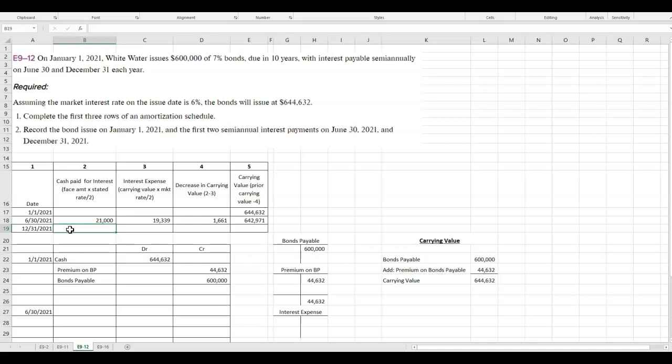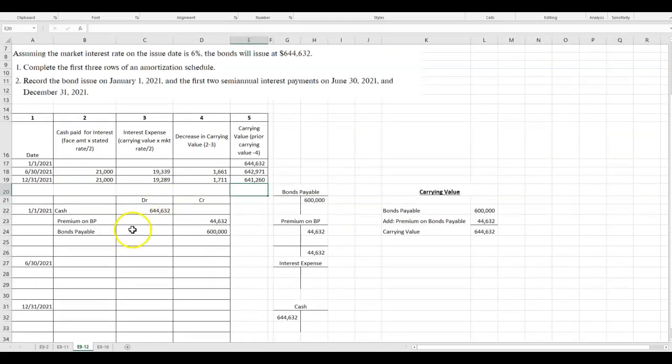December 31st, well, it's still 21,000. That can't change. But the interest expense is now the new carrying value times half the market rate, or 3%. And the difference between the two of these, 21,000 minus 19,289, is 1711. We want to reduce the 642,971 by the 1711. So that's our amortization table for a premium.